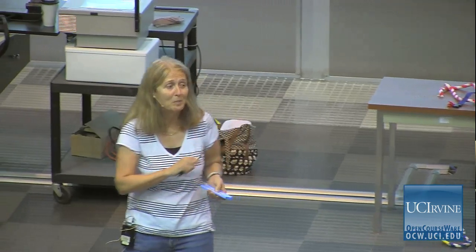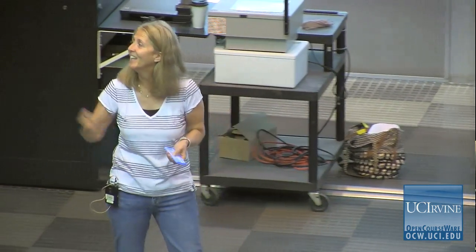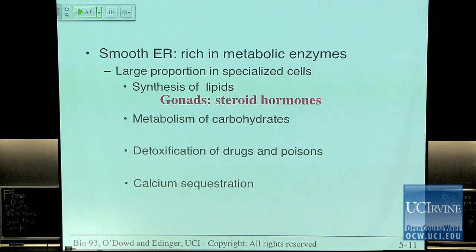Muscles do, but that's not because of their steroid production. Yeah, things that make steroid hormones, or gonads, right? That's one of the classic cases where you're making testosterone and estrogen. Those are steroids, and so there's going to be a lot. So anything that's making a lot of steroid hormones.